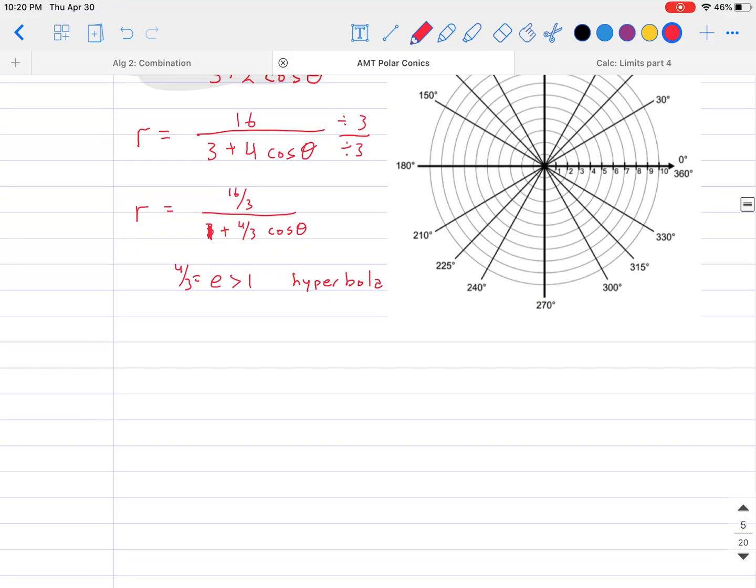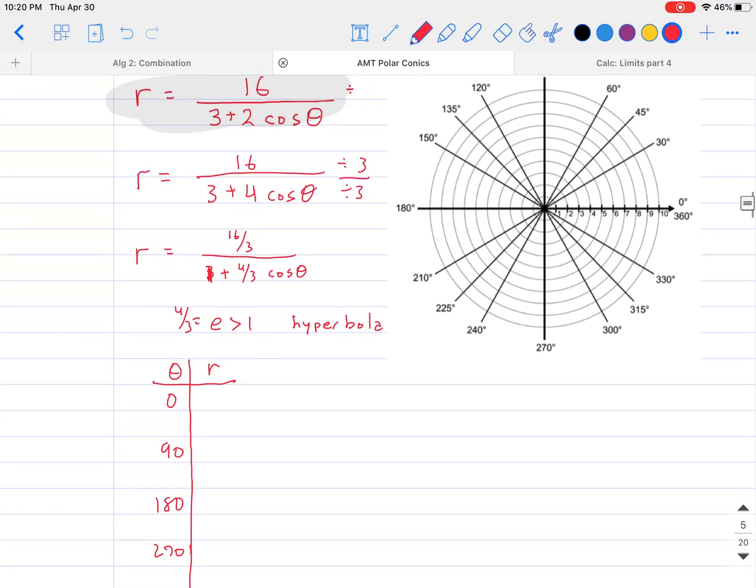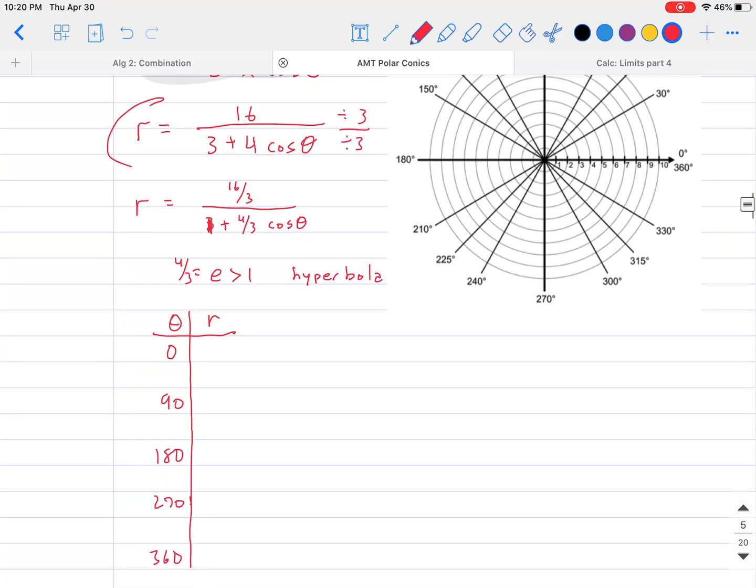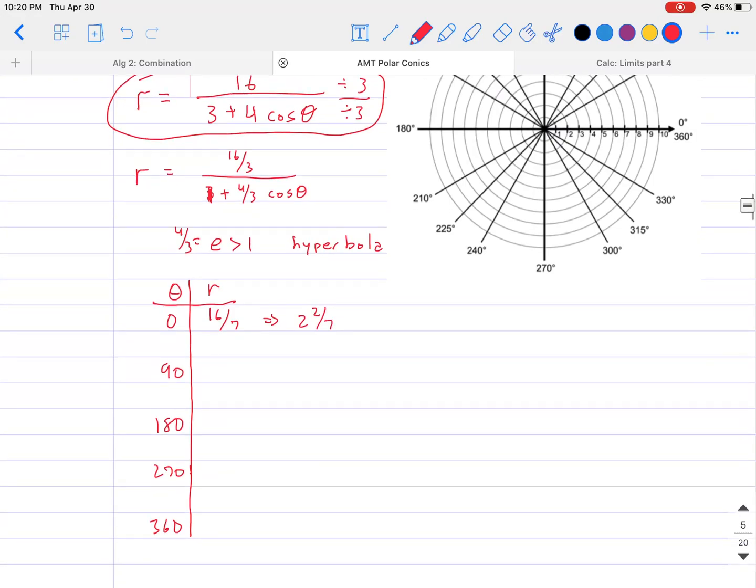Once you establish what type of graph it is, we're going to go ahead and sketch it out by plotting points. So we'll go ahead and find 4 points to work with, hopefully. Here's theta, here's r: that's 0, 90, 180, 270, and then finally 360. Okay. So at 0, when you plug it in, and remember it's this equation now because I goofed up earlier, we are going to get 16 divided by, looks like it's going to be 7. So it's not exactly a nice number. That's approximately 2 and 2/7.